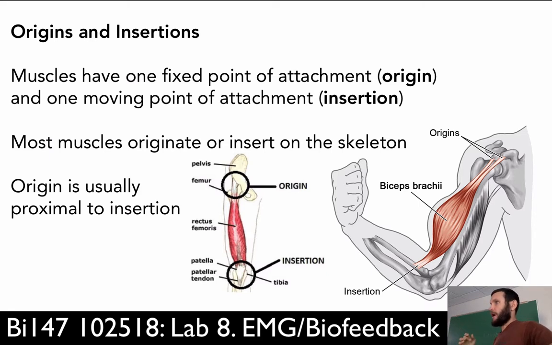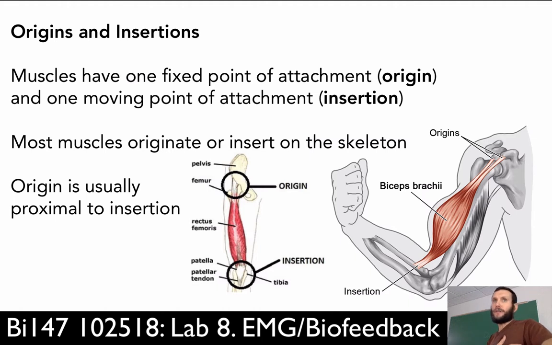There are muscles, for example, the muscles that you smile with, that are attached to the connective tissue around your mouth. The insertion is not actually on a bone. But all origins are attached to a bone. And all of the muscles that we're going to consider today have both the origin and the insertion on a bone. Origin is also usually proximal to the insertion. That means the origin is closer to your midline, closer to the core. So when we're talking about the appendicular skeleton, the origin is further up your arm.